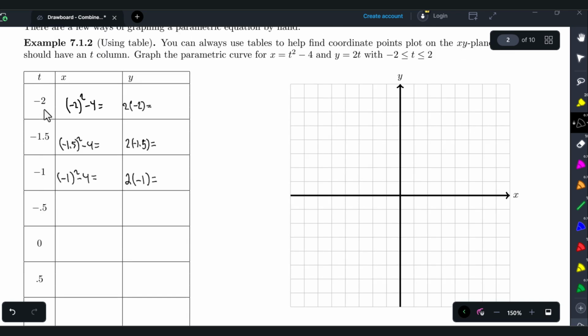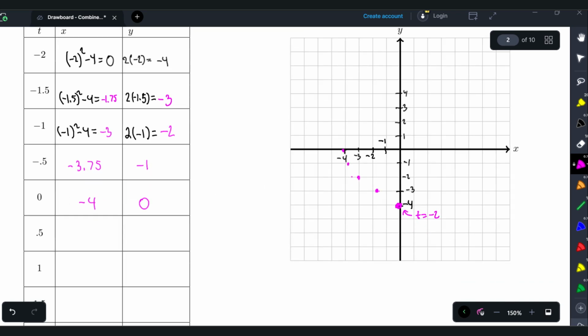So for the first row, we replace our t inside our equation with a -2 and we evaluate. We do the same thing for our y-coordinate to get our initial point that we will plot. Our initial point when t equals -2 has an x-coordinate of 0, so it should be on the y-axis, and a y-coordinate of -4, so I plot it over here. When t equals -1.5, we evaluate our x-coordinate to get -1.75 and our y-coordinate to get -3. Continue evaluating to get our coordinate pairs of x and y throughout the table, and I plot the points as you see here.